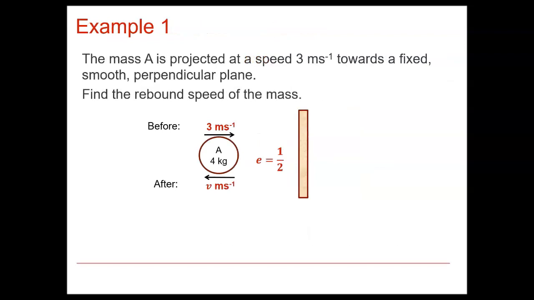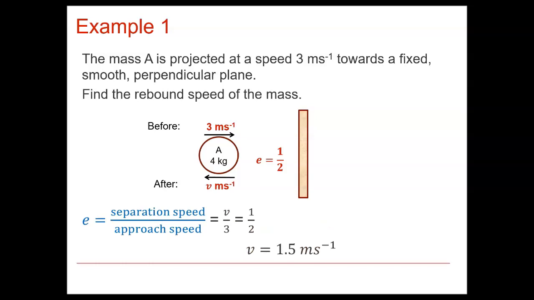So very simple example to start off with. So if the approach speed is 3 meters per second, e is equal to 1/2, then what that means is that the speed of separation v over the speed of approach, which is 3, is equal to 1/2, and so v is equal to 3 times the half, which is 1.5 meters per second. Very simple in that case.